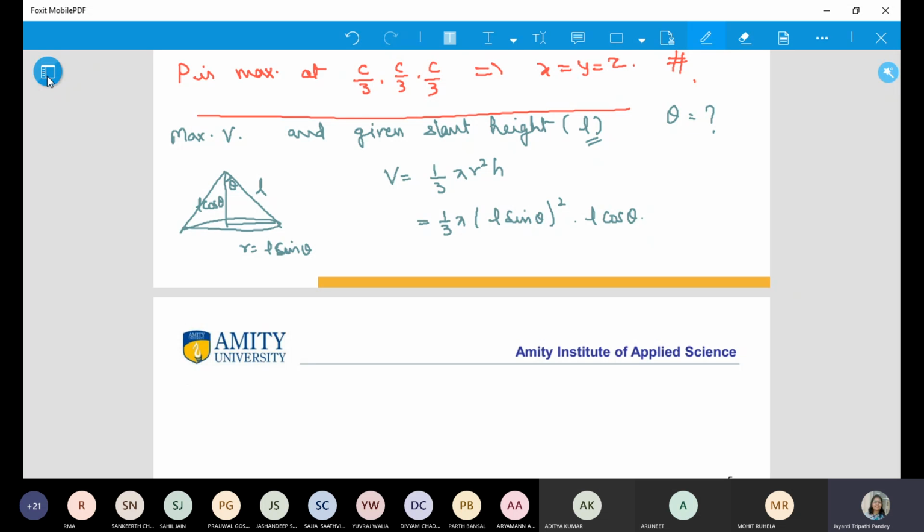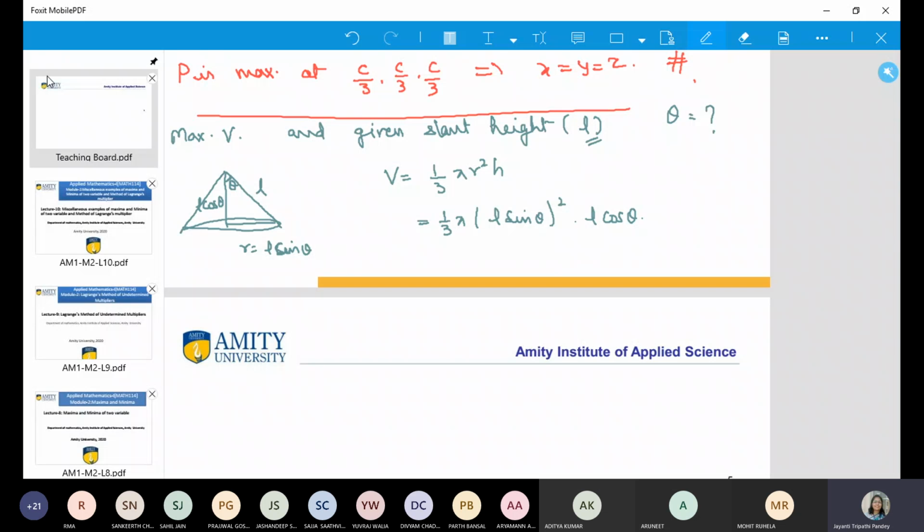I want to take up the concept that we have to deal with next. Just the basics we will understand today, and then we will take up the questions in the next class. And that is the concept of Lagrange's multiplier.